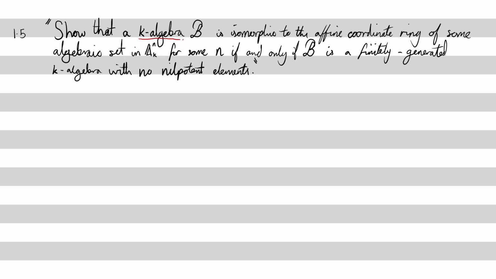Show that a K algebra B, so B is a ring with a canonical ring homomorphism phi from B into A. An algebra is a ring with a ring homomorphism into K. So we have that definition, which we have taken from David Eisenbud's commutative algebra.